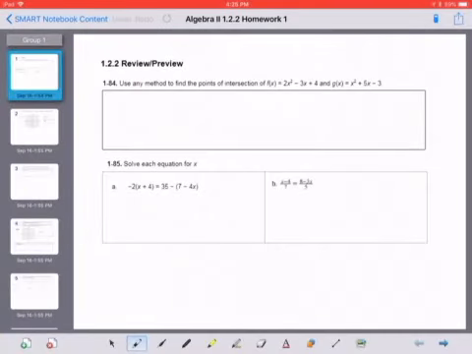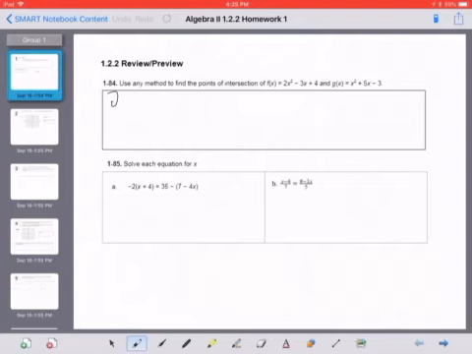Here are the answers for the 112 review preview. The first question asks you to use any method to find the points of intersection of f of x equals 2x squared minus 3x plus 4 and g of x equals x squared plus 5x minus 3. One way to do this would have just been to graph them. You could use Desmos, you could use your graphing calculator. Another way to do it would be algebraically.